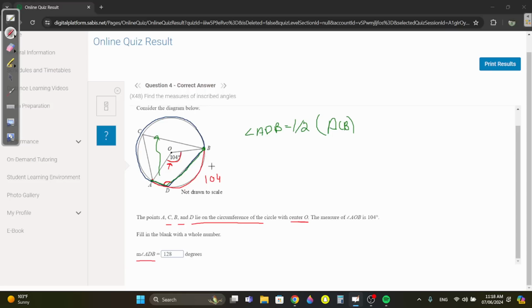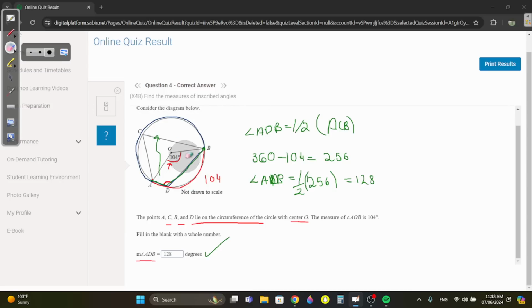Can I find it? Of course I can. I can just do 360 minus 104 and I'm going to get 256. So now I know that angle ADB will be equal to half of 256, which is 128. That's it. So with geometry, you really have to use your head.